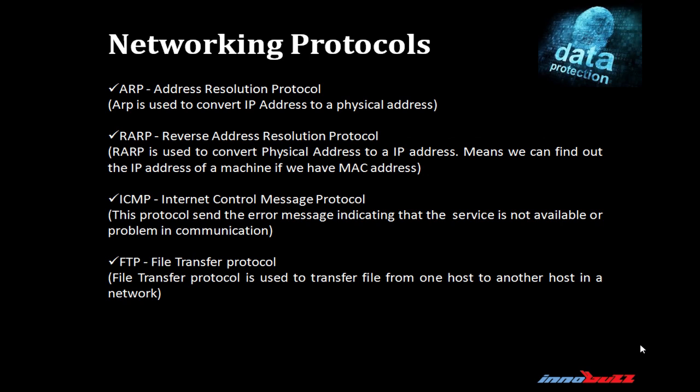Time to learn some basics of networking protocol. ARP, which is called Address Resolution Protocol. ARP is used to convert IP address to a physical address. RARP, Reverse Address Resolution Protocol. Reverse Address Resolution Protocol is used to convert physical address to an IP address. Means we can find out the IP address of a machine if we have MAC address.